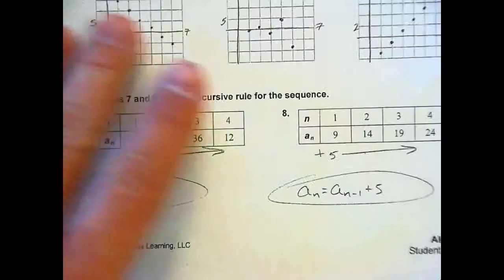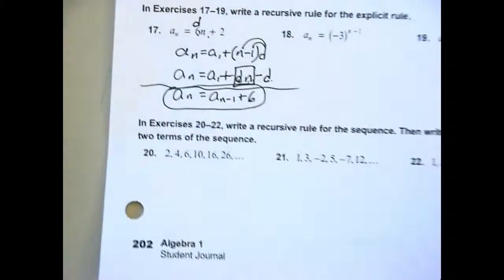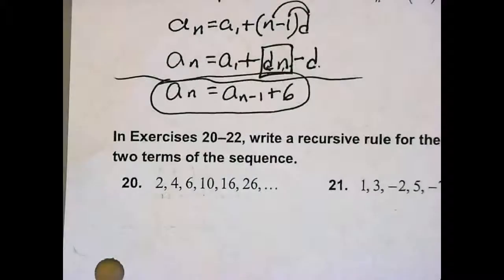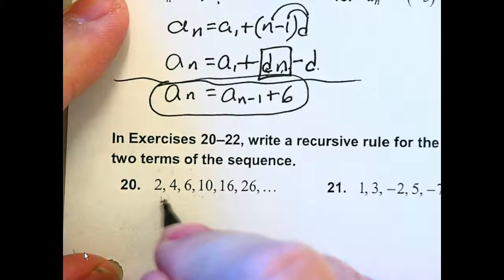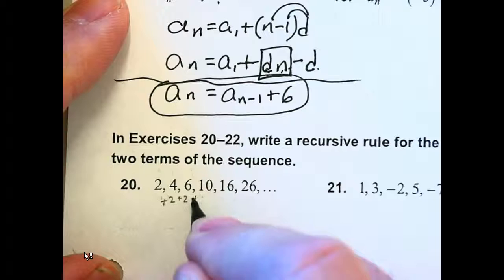Okay, those last ones I asked you to just find a pattern for. I want to actually describe how we're going to do these. This says write a recursive rule for the sequence, then write the next 2 terms. Okay, I want you to tell your neighbor what the pattern is for number 20. What's happening every time? Adding. Better yet, when you're looking at this, you go, hey, I'm adding 2, adding 2, adding.